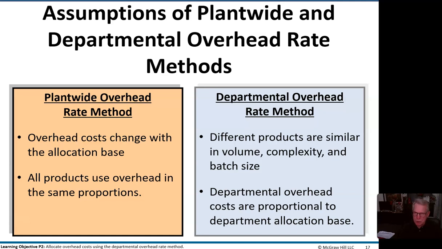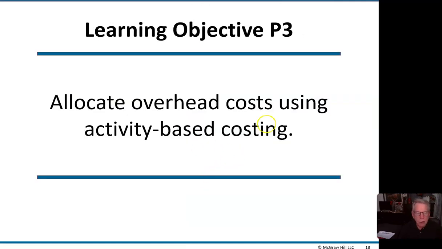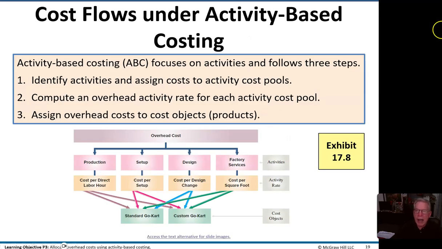Those are the assumptions of the plant-wide and departmental overhead rate methods. So let's take a look at a more sophisticated way of allocating overhead costs using activity-based costing. So here, activity-based costing, ABC, focuses on 3 steps. Number 1, it identifies activities and assigns costs to activity cost pools.